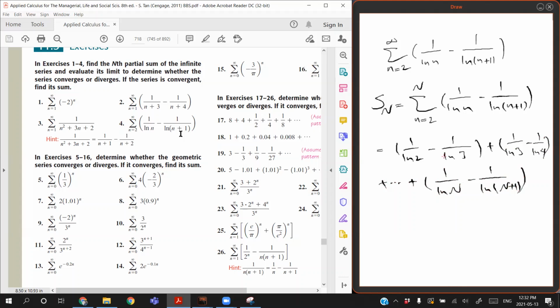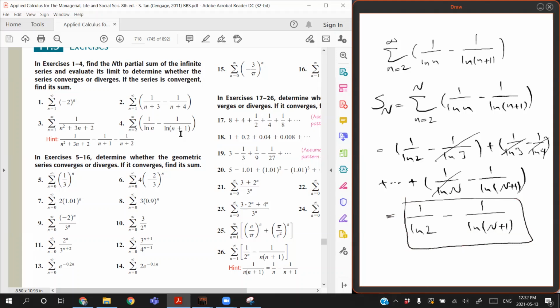And you can see what happens here. This cancels this. This one will be canceled with the next term. And this will be canceled with the term prior to that. So it will end up to be 1 over ln of 2 minus 1 over ln of uppercase N plus 1.